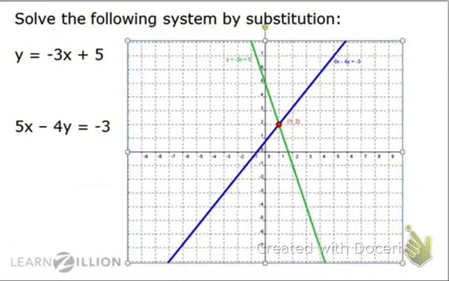Finally, as a check step, you could graph both equations, and when you do that, the solution is the point of intersection. In this case, it is (1, 2). So our answer is (1, 2). So now you know how to solve systems of equations algebraically by substitution when one equation is in slope-intercept form.